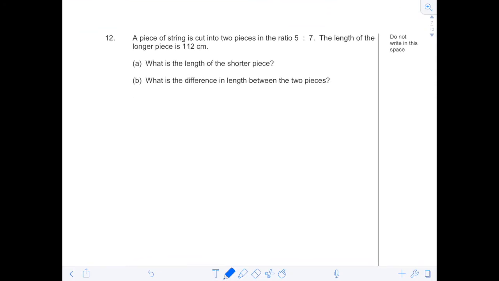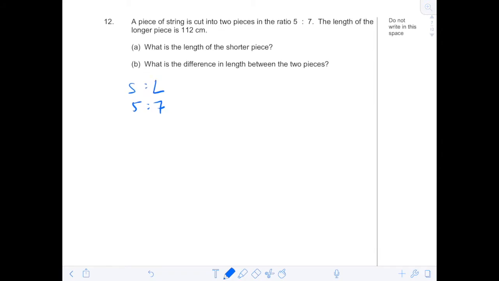Okay, moving on to question 12. A piece of string is cut in the ratio 5:7. Length of the longer piece is 112. What's the length of the shorter piece? So we got two pieces. One is long, one is short. 5:7. Longer piece is 112. Oh, wait. Sorry, I labeled wrongly. The shorter piece has to have a smaller fraction, a smaller number. So this will be the longer piece.